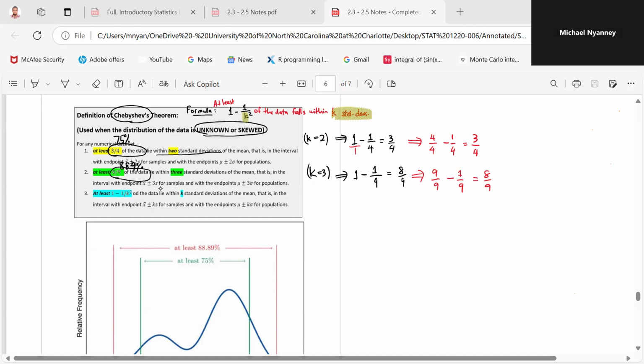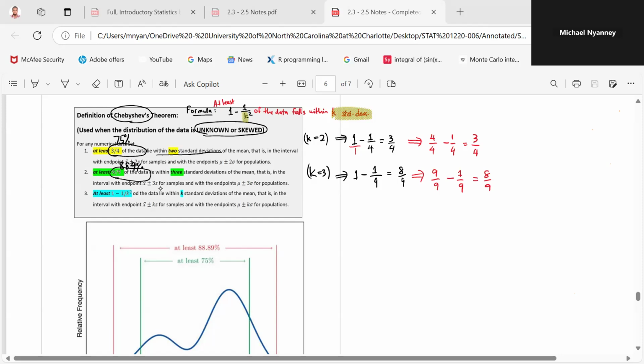When K equals 1, then you have 0% of your data falling within this interval. So normally we start with K greater than 1. When K is greater than 1, you can have K equal to 2. If you put K equal to 2, then you have 1 minus 1 over 2 squared, that is 1 minus 1 over 4, which gives you 3 over 4. So by Chebychev, if you go 2 standard deviations from the mean, then we have at least 3 over 4 of our data falling within that interval.